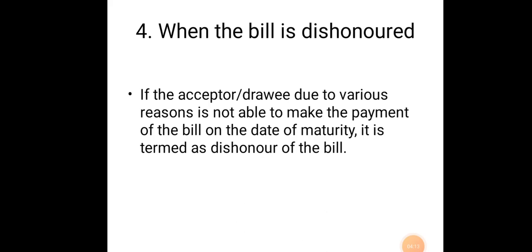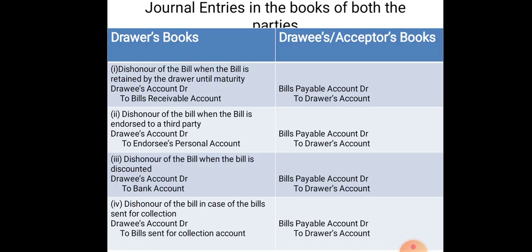Fourthly, when the bill is dishonored. Dishonor is nothing but if the drawee, due to various reasons, is not able to make the payment of the bill on the date of maturity, that will be termed as dishonor of the bill. The entries would be in both the parties like this.